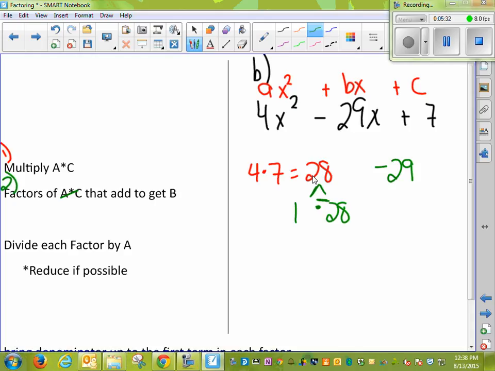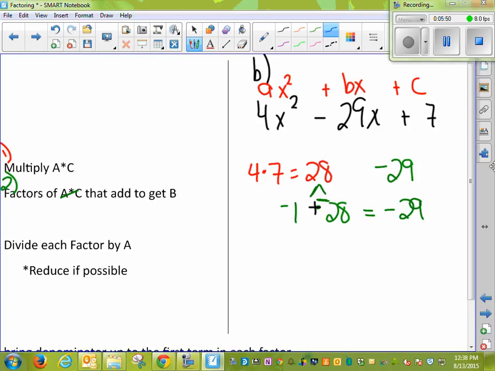Oh, I can make the 1 negative also. So both factors are going to be negative in this case. Negative times negative gives me that positive number that I want. When I add them together, indeed, I get negative 29.